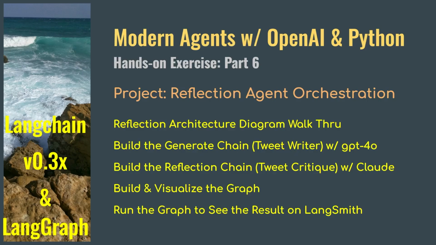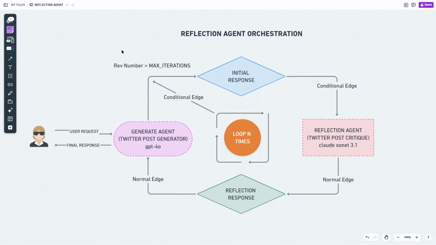Now let's get started. Alright, so this is what we're going to build. This is a simple architecture consisting of only 2 agents. So initially the user sends a request to generate a tweet. This is our starting point, our first agent, the Twitter post generator, and we use GPT-4o to build this. This agent then creates some initial response or initial tweet, and that tweet ends up with this reflection agent.